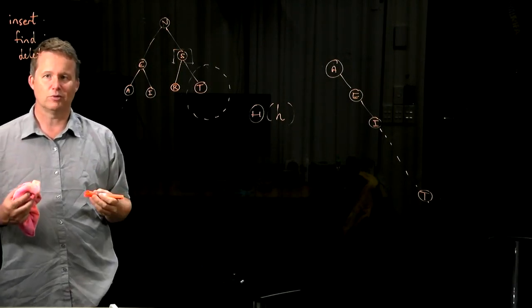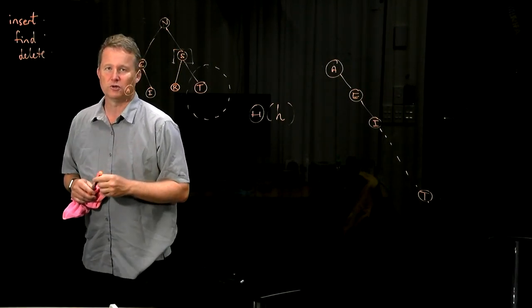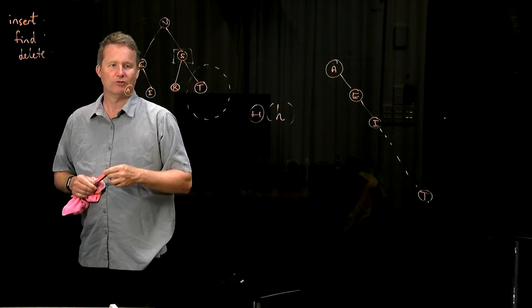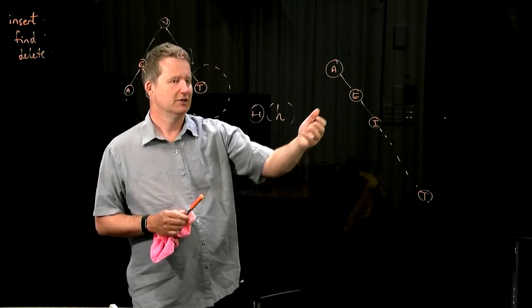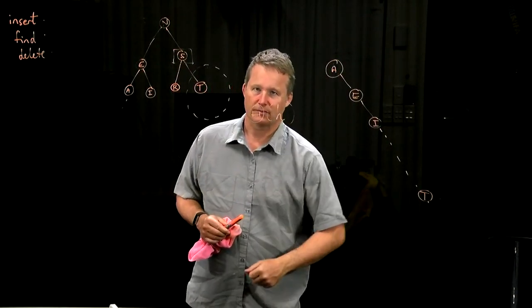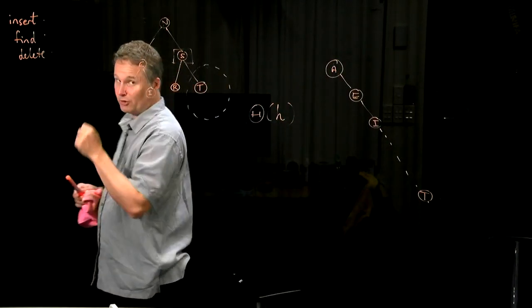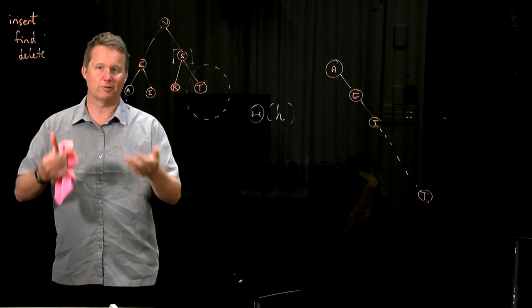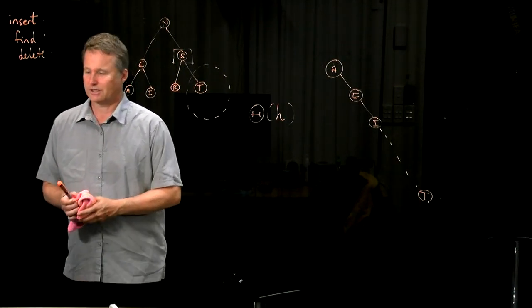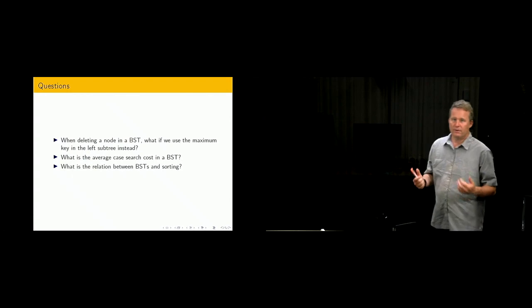And so it will be very important, as I said before, to ensure that we have some kind of control over the heights and we don't run into this nasty case. Because if we're going to have to do order n for these basic operations, why not just use a standard list? So here we are with the questions again.